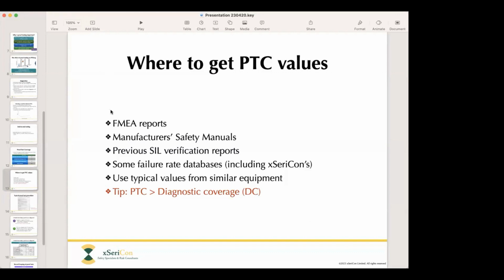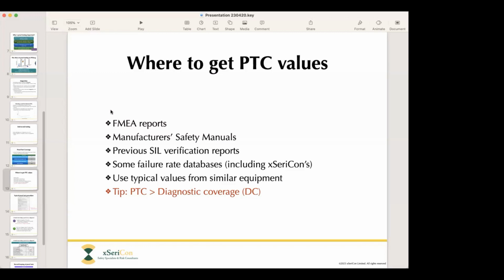You may also find proof test coverage values provided in failure rate databases. There are quite a few sources where you can get these databases from. As you may know, if you purchase a license for SIL verification software, it may come with a database included, and that is true for our own SIL verification software, which is called SILability. That does come with a database, and the database does have proof test coverage values for certain selected items of equipment where we have enough traceable data to demonstrate that value is reasonable and it's not just a guess.